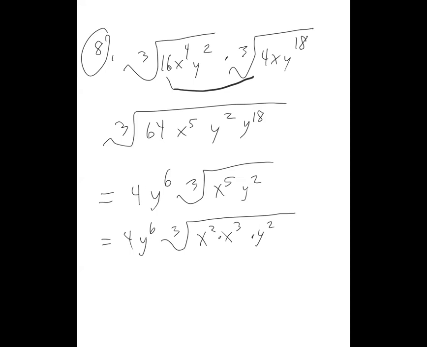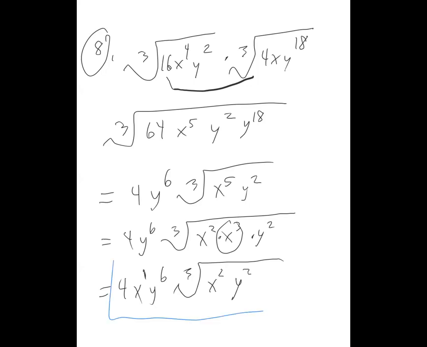So x to the 3rd goes outside. It's just x to the 1, and then y to the 6. And then the only thing that's still stuck inside is x squared and y squared. So nothing else can come outside. So that's the final answer. Presto. Presto, presto.